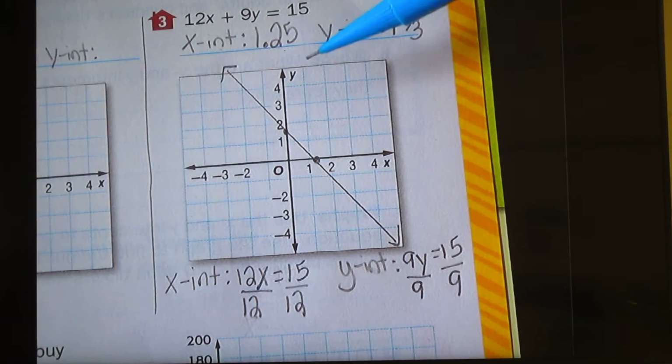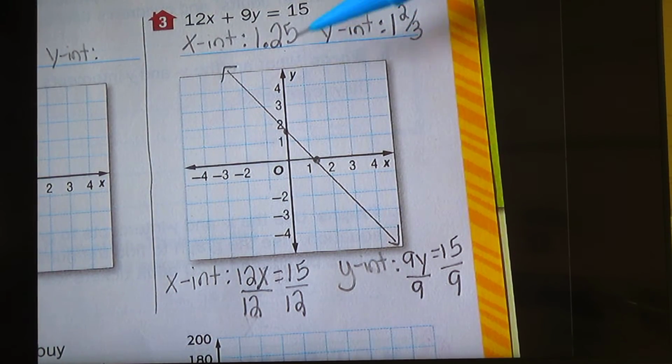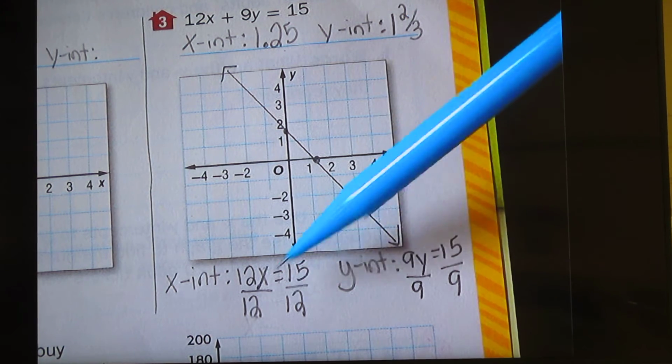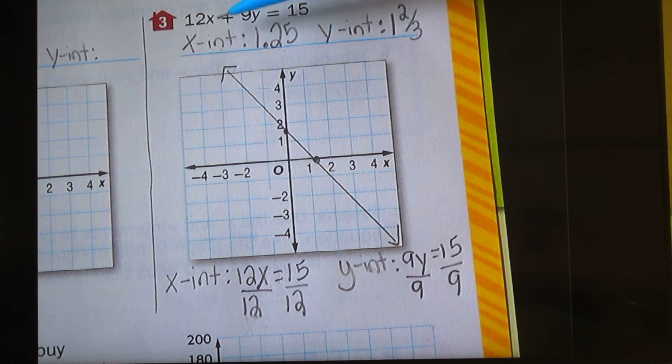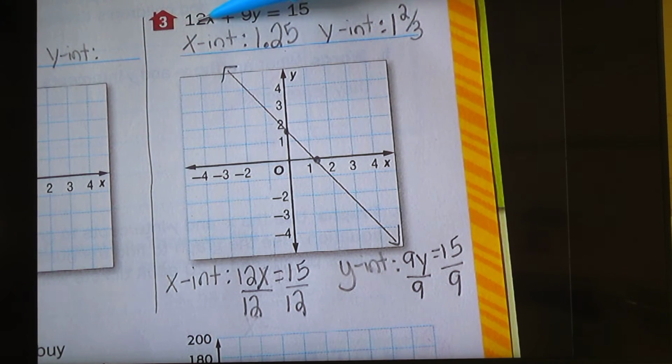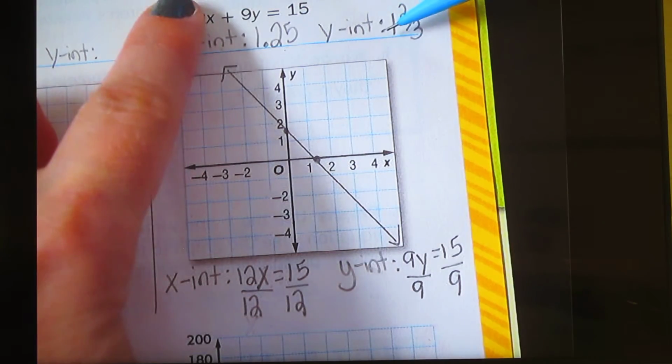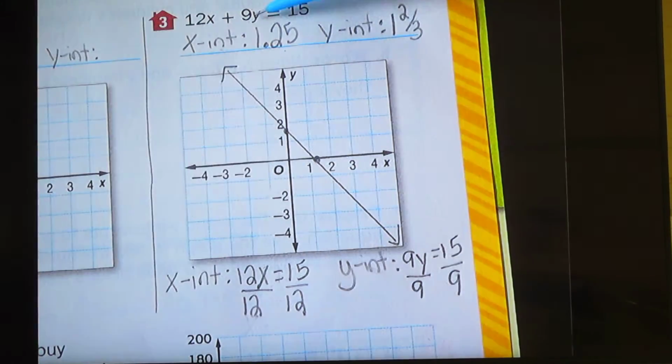Remember, the constant was not given to us, our y was not given to us, but both were very easy to find. If you're finding the x-intercept, just ignore the y term and divide out by the coefficient. If you're finding the y-intercept, ignore that x term and divide out by the coefficient.